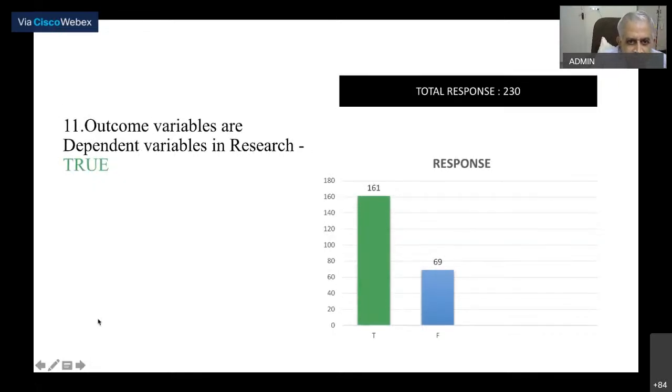11. Outcome variables are dependent variables in research. That's correct. Dependent variables are outcome variables. What you are looking at is the result. Independent variables are the ones which you can change. In the sense, if the heat becomes more, what happens? If the heat becomes less, what happens? Or if you do exercise, what happens to the heart rate. So the independent variable is the one which you change, whereas the dependent variable is the outcome. If you do this, what is the mortality, what is the increase, what is the decrease. So majority of people have got it correct, but still 69 have got the wrong answer. Next.